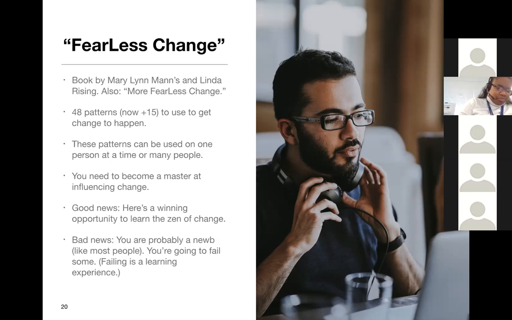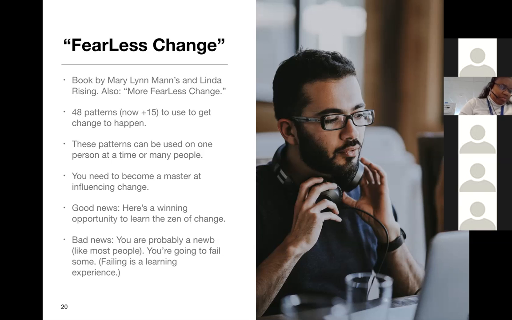This is in the patterns movement, which is a whole other discussion. By the way, these are 48 plus another 15, but 48 key patterns on how to get individuals or groups of people to change. And some of them we've already talked about. I didn't give the pattern name from the book to them, but we've already talked about them in the previous things. But they have a whole bunch more, as you see.